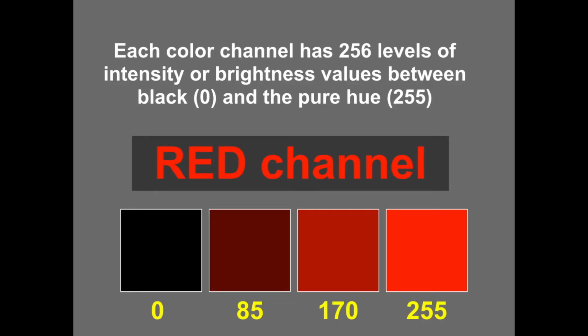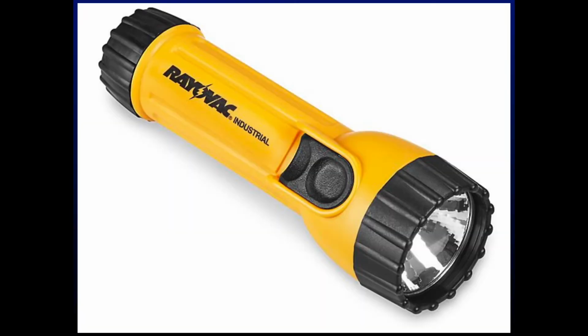Each color channel on the computer has 256 levels of intensity or brightness between black, which is 0, and the pure hue, which is 255. Now here's the red channel, black 0, bright red 255. The electron gun is sort of like a flashlight that has 256 clicks or levels.